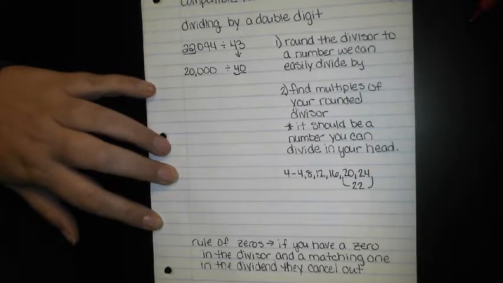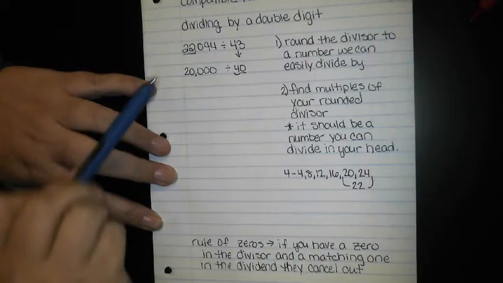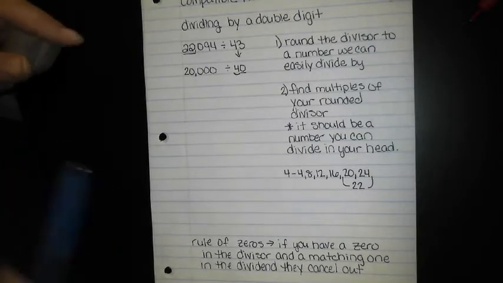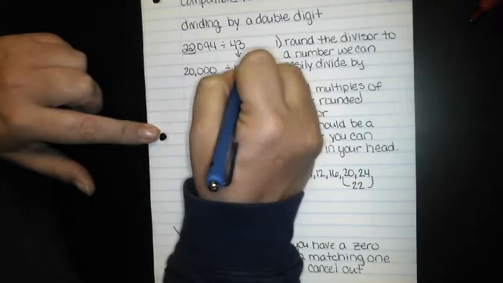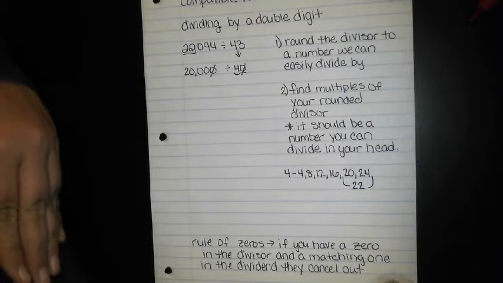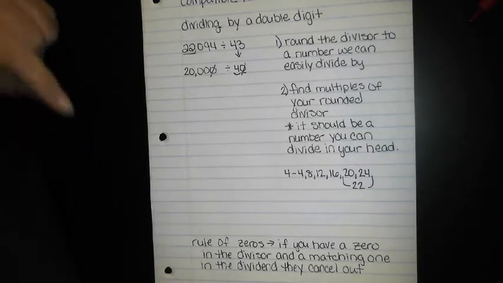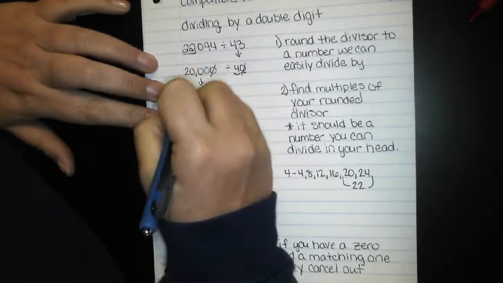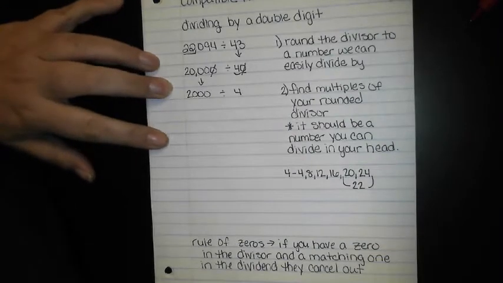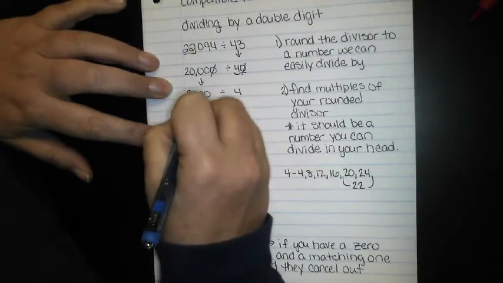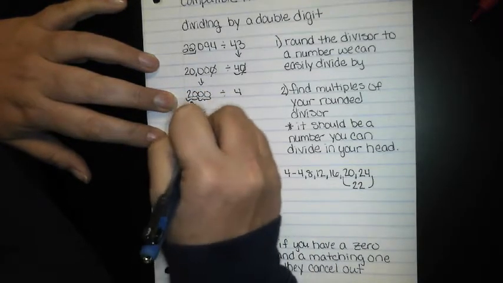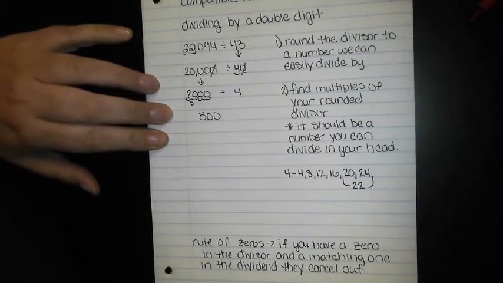Because I have 1 zero here and 4 zeros here, I can't get rid of all of the zeros. I can only get rid of the one they have in common, which is this 0. So they each get rid of 1 zero. If they had 2 zeros each, then they would get rid of 2 zeros. But in this case, it's only 1. So now I'm really doing 2,000 divided by 4, which is a much easier number for us to divide, because we know that 4 goes into 20 5 times, and then we just have those zeros. So we should get 500 as our answer.